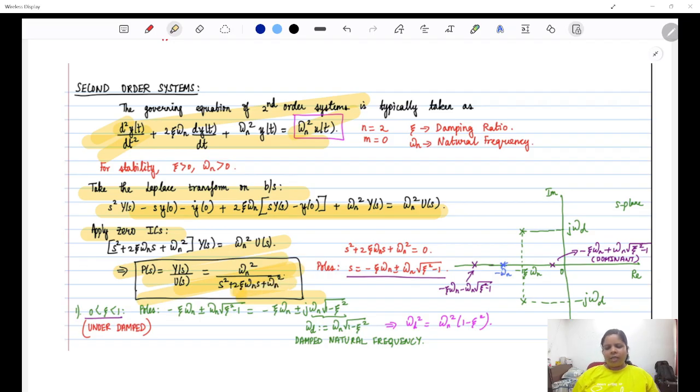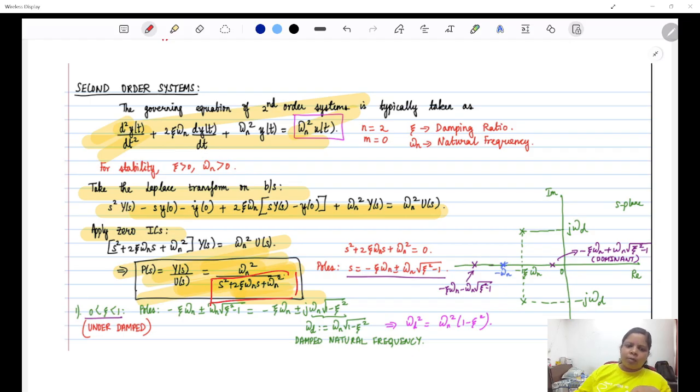You can't derive it each time, so it is better that with all the practice in the assignments and whatever we are doing here, you know that this is the transfer function for a second order system. So the characteristic equation is given by s square plus 2 zeta omega n s plus omega n square.